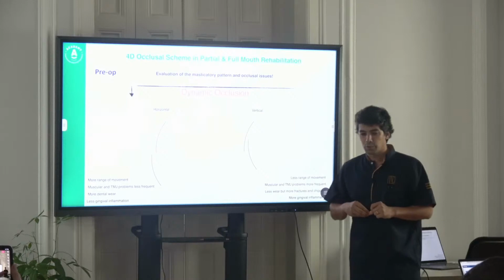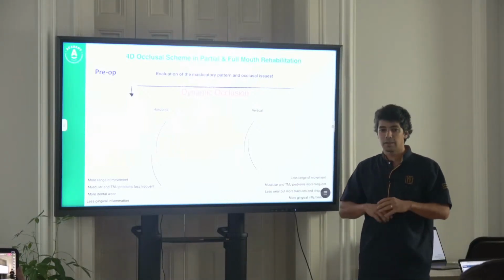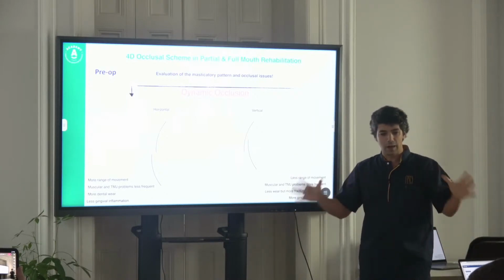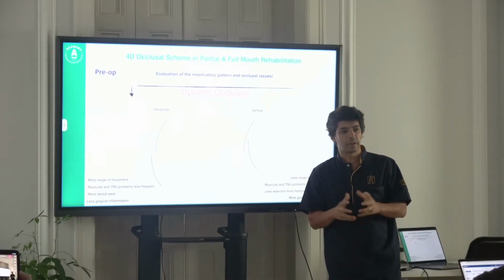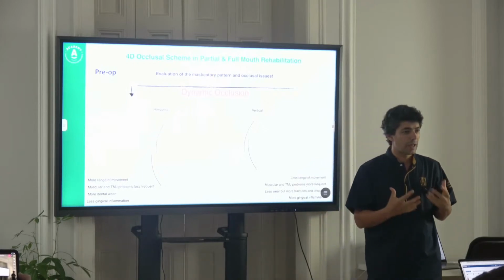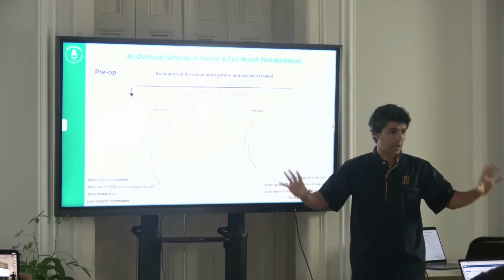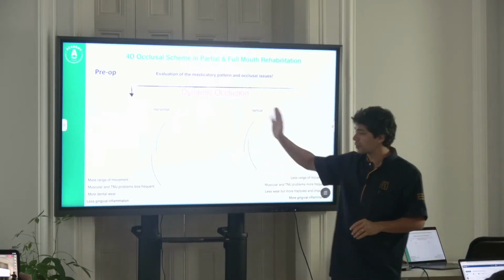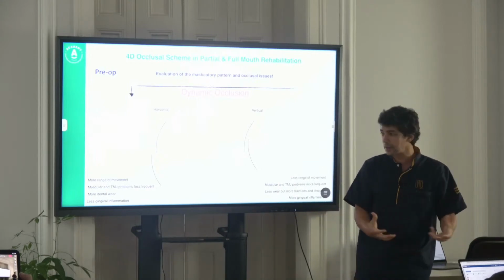Another thing that I would like to point out in this pre-op is what, for me, we should have as a mandatory protocol in the clinic, which is the dynamic of occlusion and its evaluation. We have, I would say, 2 major patterns of occlusion. We have a horizontal pattern and we have a vertical pattern. How can we understand this?